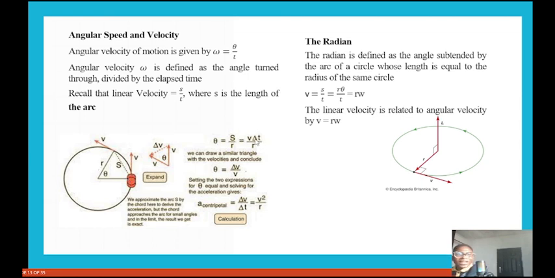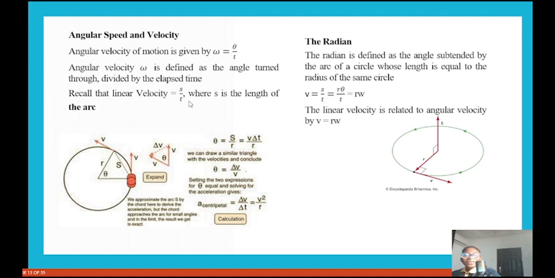V change in theta is the formula for getting distance divided by r. And we have all of that. So what is the radian? Radian is defined as the angle subtended by the arc of a circle whose length is equal to the radius of the same circle. That's the radian. So v, as we already know, is equal to s over t, which is distance over time, right?